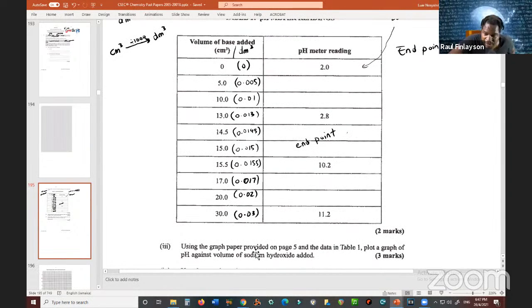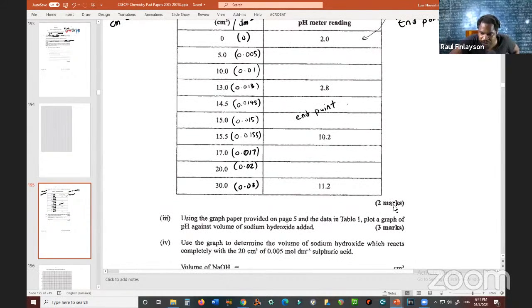See there: using the graph paper provided, plot a graph of pH against volume. I didn't show the question, but there has to be a graph here. See, this is a real lab question. They're not playing with you guys. CXC is not afraid of you guys. They will drop it like it's hot on you. It's serious stuff here.